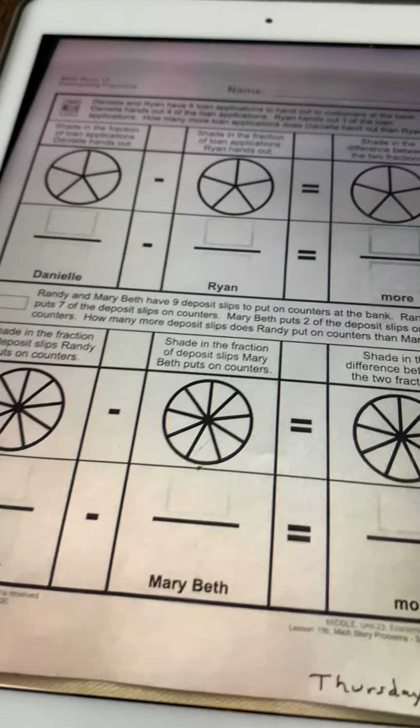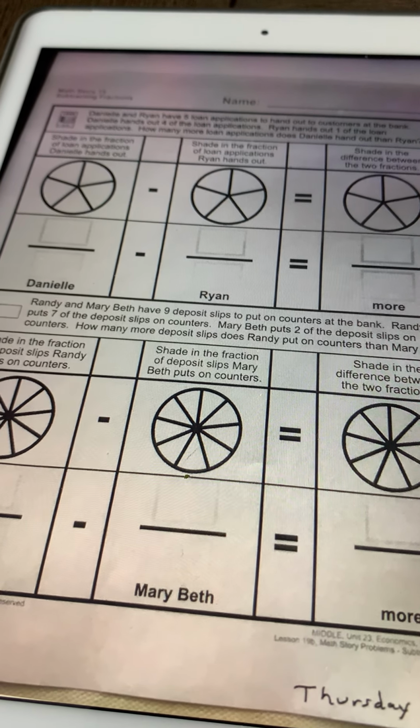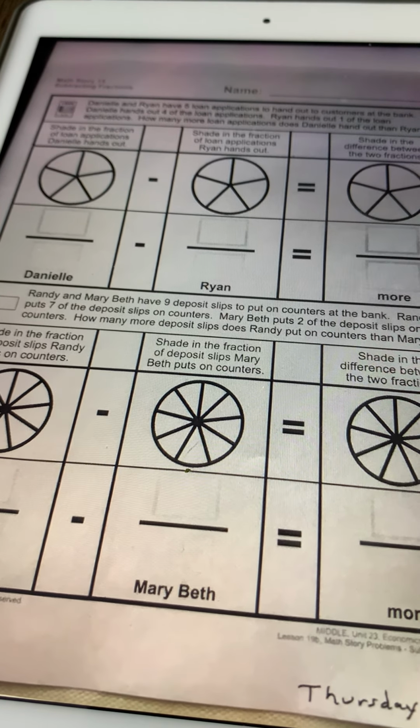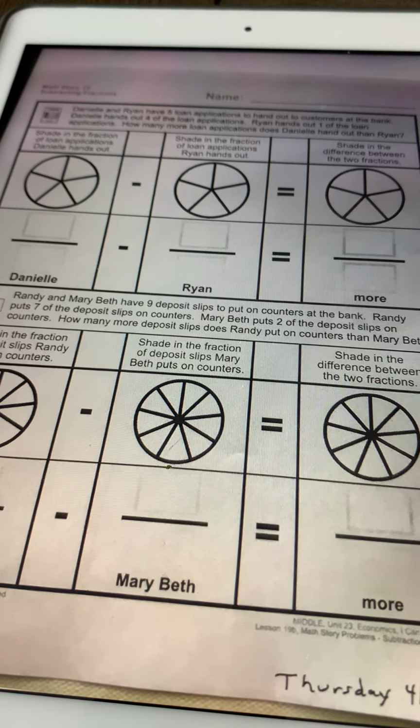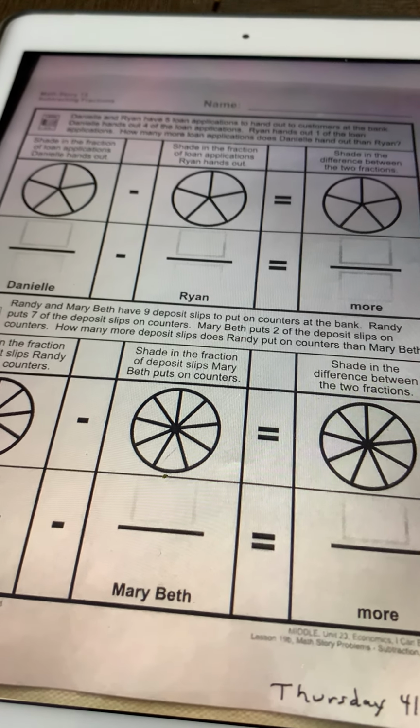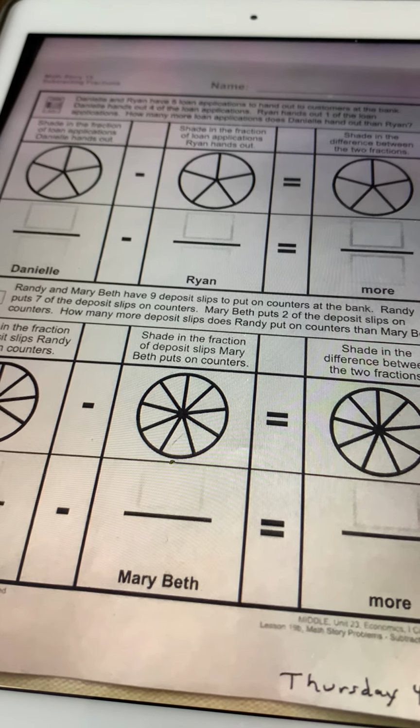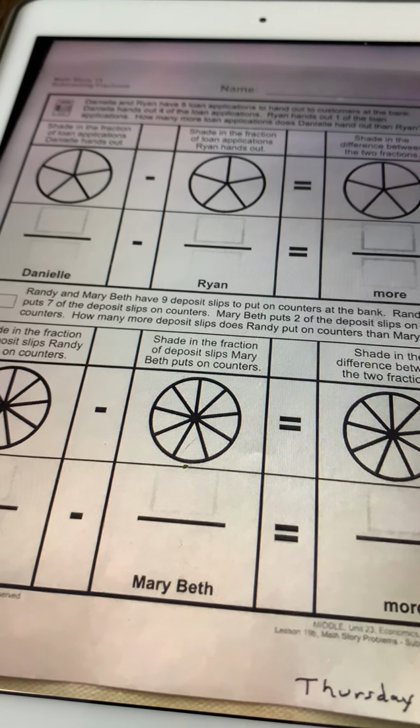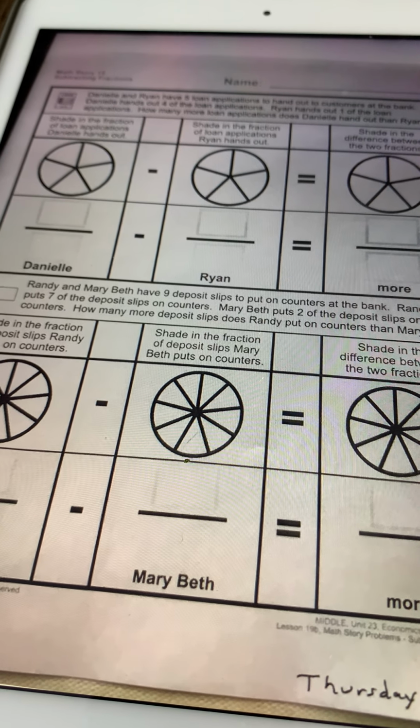Okay, and now we're going to go down to the bottom problem. And it reads, Randy and Mary Beth have 9 deposit slips to put on customers at the bank. Randy put 7 of the deposit slips.